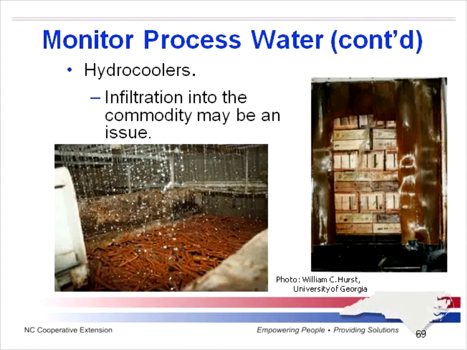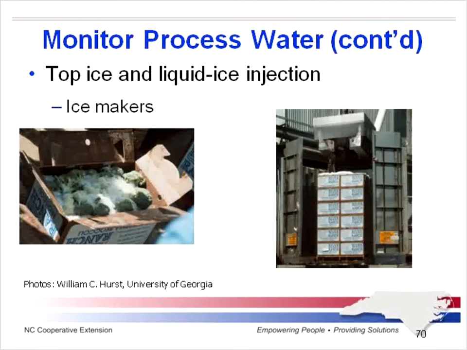Anytime water is used in the packing facility, you also want to maintain that water quality in those areas as well. For example, hydrocoolers, water can infiltrate the commodity during that process, and that needs to be monitored and maintained with potable water. Ice is another area. Ice should be made with potable water, and the quality of that ice directly impacts the quality of the produce.